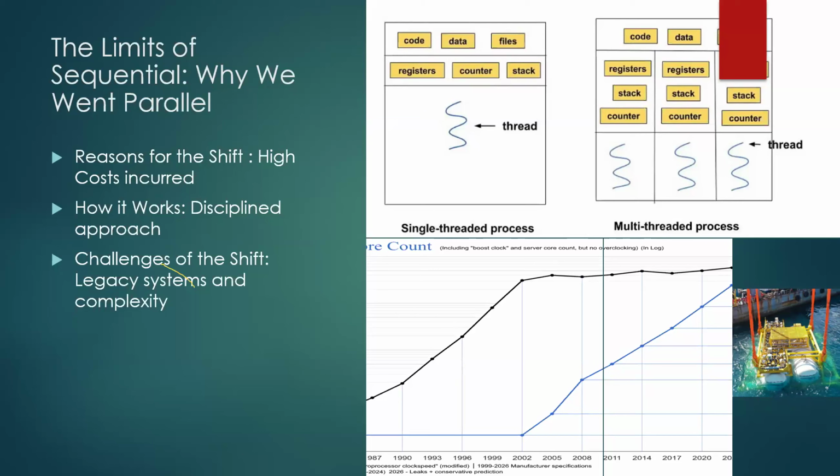So we went parallel because of the limitations of sequential processing, as well as the stagnating performance of single core processors. As we see here, the stagnation was there because of the single core, and as soon as we started introducing multiple cores, we were able to get better performance. These are the main reasons for shifting towards parallel computing.